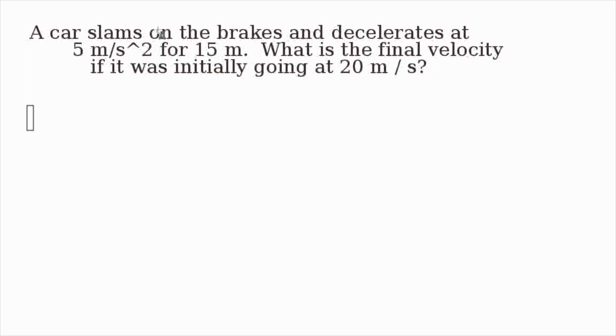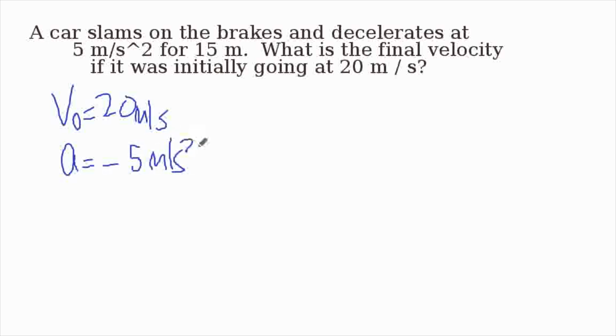All right, so you're slamming on the brakes, and I didn't even give you how long it slammed on the brakes for. All I told you was that it moved 15 meters. Okay, so let's see if we can work this one out. So first, let's summarize what we know. The initial velocity was 20. The acceleration was -5. The change in position was 15 meters. And what are we looking for? We're looking for V final.